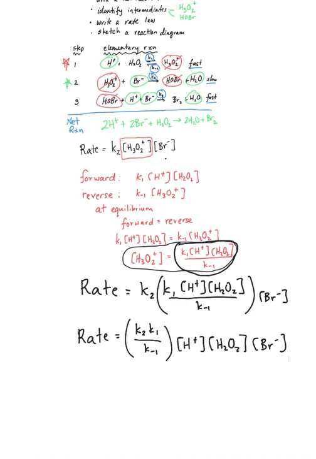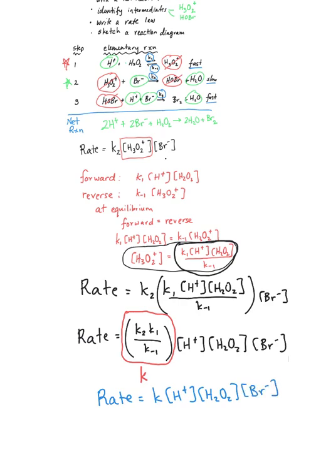An even more succinct way to put this is to represent this whole expression of individual rate constants from individual elementary steps as a cumulative rate constant for the overall reaction, K. And in so doing, say that the rate is equal to K times the concentration of H plus times the concentration of H2O2 times the concentration of bromide. Here's our rate law for the reaction.